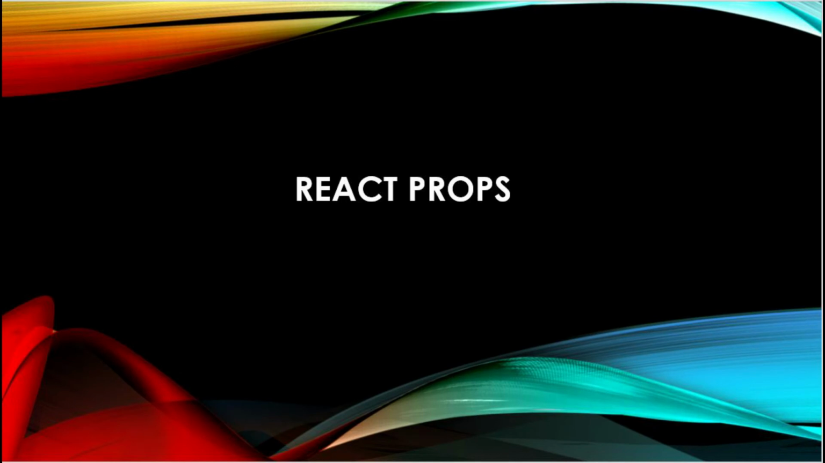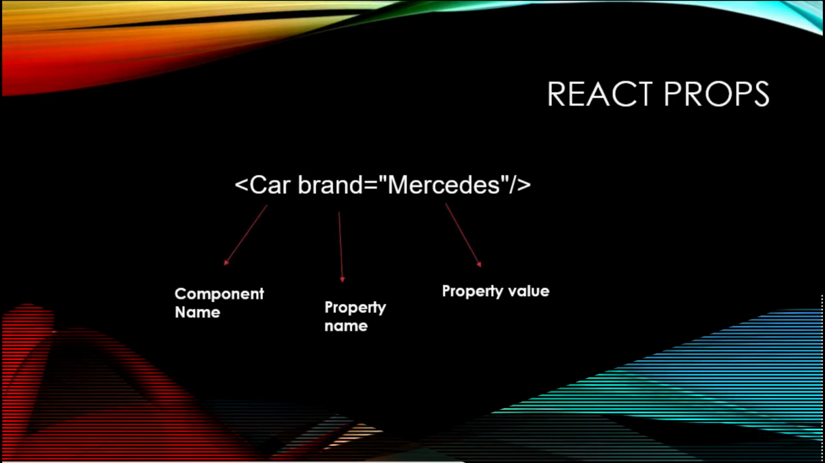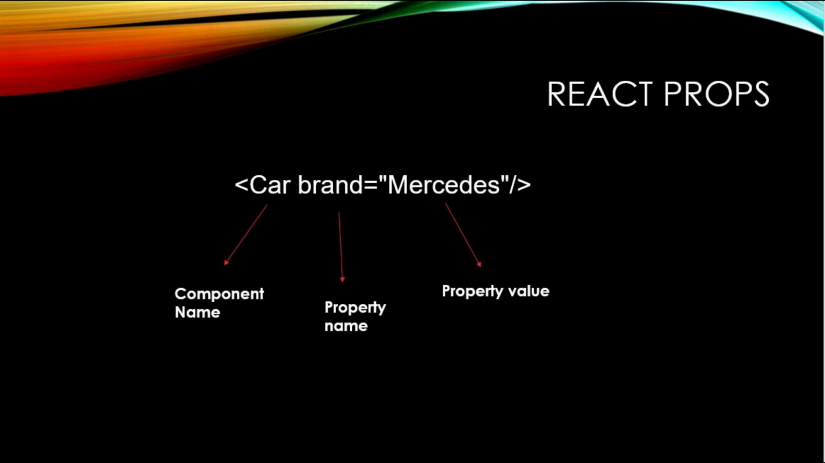React props. Every component accepts a single object argument called props, which is nothing but properties. These props can be passed to a component using HTML attributes and the component accepts these props as an argument. Using props, we can pass data from one component to another component. While rendering a component, we can pass the props as an HTML attribute. If you see here, I have created the component and passing the props over here.